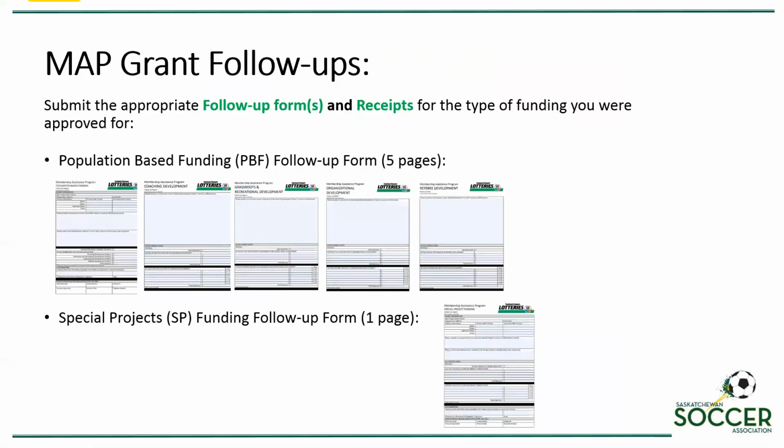Here you will see two types of follow-up forms, one for population-based funding and one for special projects. It is important that you fill out these forms in full and attach all the receipts for the listed expenses. These forms are emailed out to your organization and posted on the SSA website.